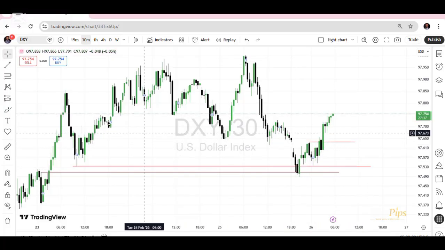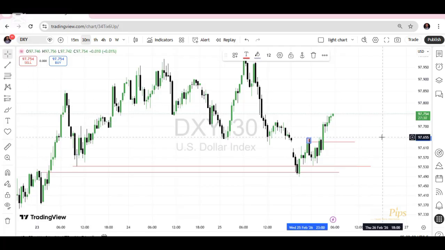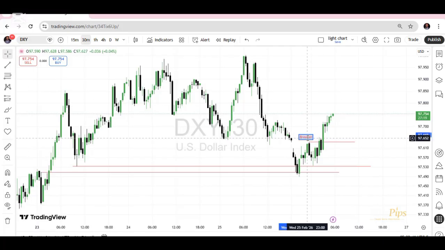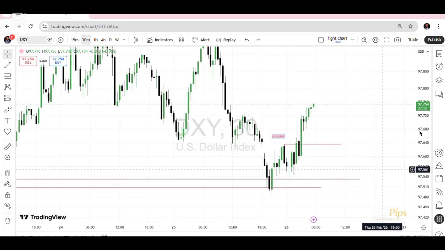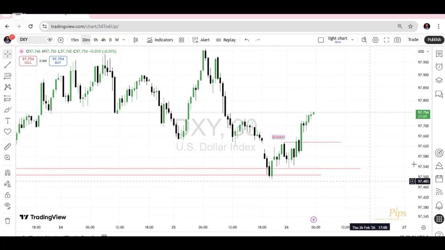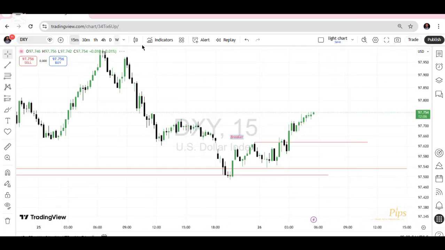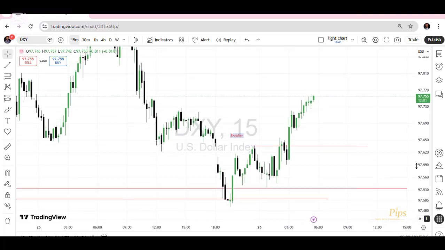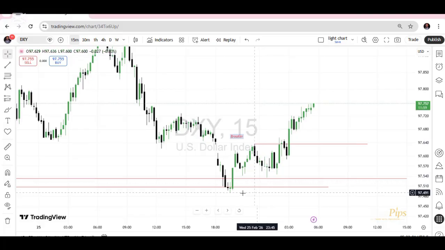We have a break of structure, a breaker here. So that is break. You can see now that we have a breaker. Let's just go to 15 minutes. Then we picked our trade. You can see that we have a very good footprint here, which we have a break of structure.